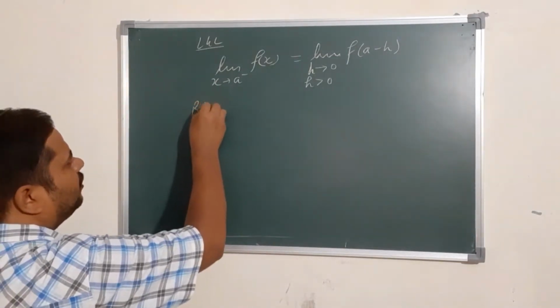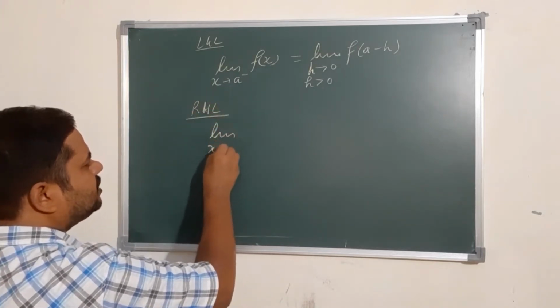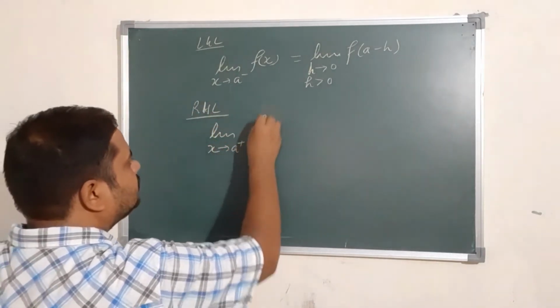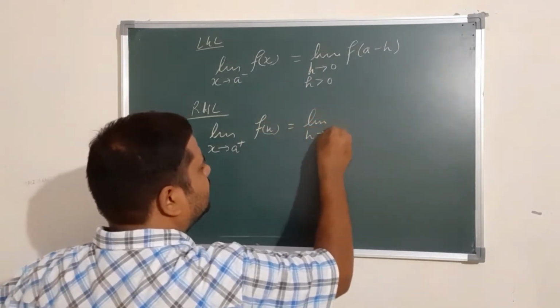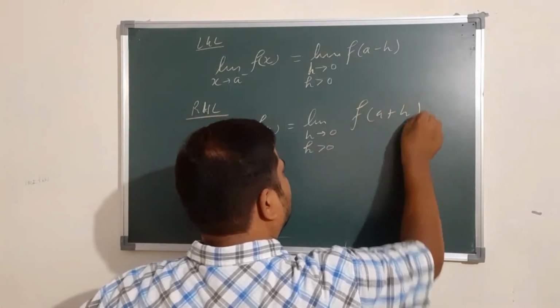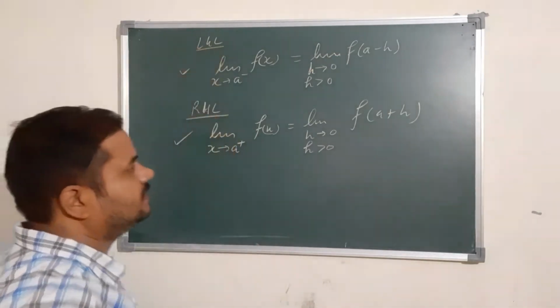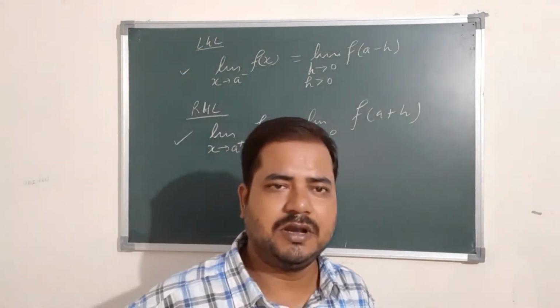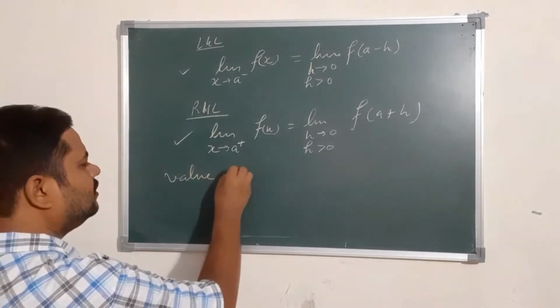Now RHL. What is RHL? Limit x tends to a plus of f(x) means limit h tends to 0, h greater than 0, of f(a plus h). This is the definition of RHL, the right-handed limit. And what is the value of the function? This is also an important part.